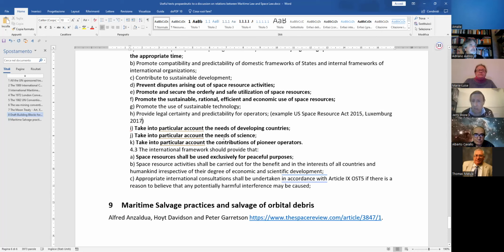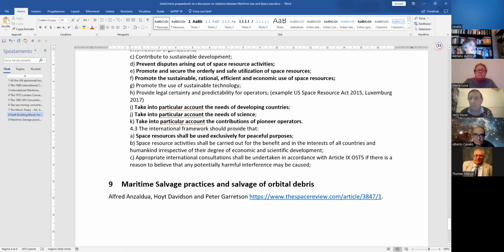Take into particular account the needs of science, of course. Take into particular account the contribution of pioneer operators. And yeah, this is a balance with respect to the others. The pioneer operators, of course, must have their return for what they do, and at the same time, the whole thing should be inclusive. Yeah, I think this is a well-balanced provision.